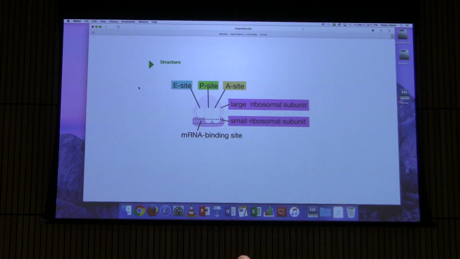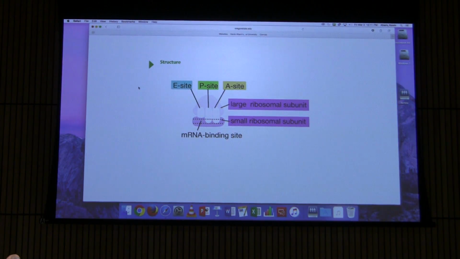The S units turn out not to be additive, so if you put together a small subunit of 30S and a large subunit of 50S, you get an overall structure of 70S. As I would say, don't do the math, right? So Svedberg units are not additive, but they're relative to each other. In the eukaryotic cells, the small subunit is bigger also.